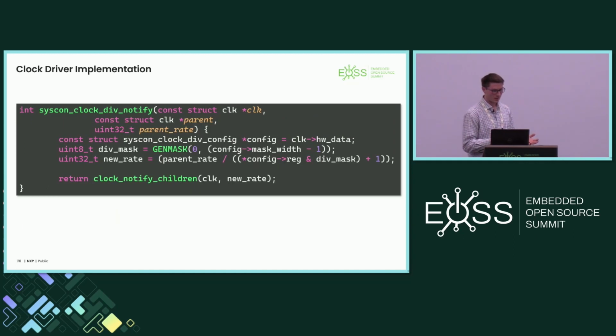And then notify. So notify is generally a simple implementation. You take in your parent rate. Looks a lot like, honestly, the get rate implementation. You take in your parent rate, you calculate the new rate, you pass that on down. And this is worth noting: this would be called from the parent clock, and we're propagating downwards.